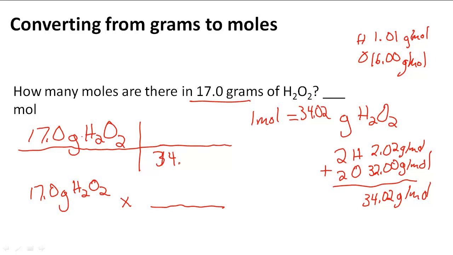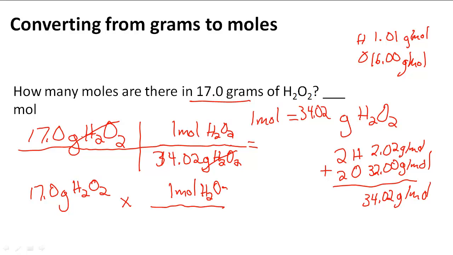So here I'm going to write 34.02 grams of H2O2, and then I'm going to use 1 mole up here so I can cancel out the grams of H2O2. So all I'm left with is moles of H2O2. And then I'm going to do the same thing here. This is just a different way to write the same thing. 34.02 grams H2O2.